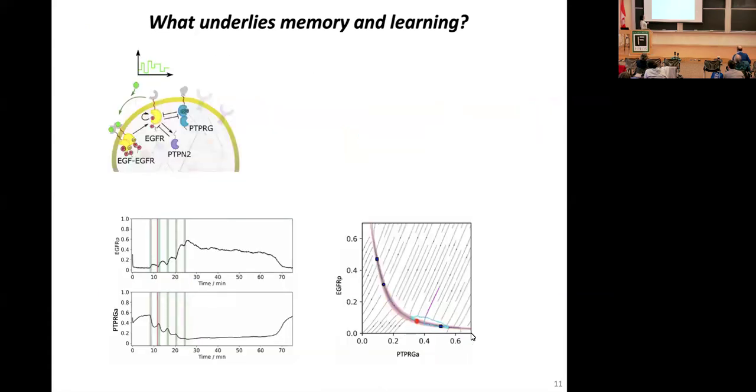So how does the learning happen? Well, again, it is a mixture of the system sitting close to this saddle node bifurcation.